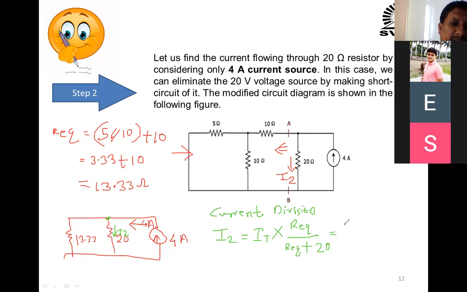IT is nothing but 4 ampere into R equivalent is 13.33. Many students are taking 20 here in the numerator. That will give the wrong answer. So 13.33 plus 20. So someone will calculate and tell me what is the I2 value here. Whether it is 1.6. 1.59. Yes, 1.59 means nearly 1.6.